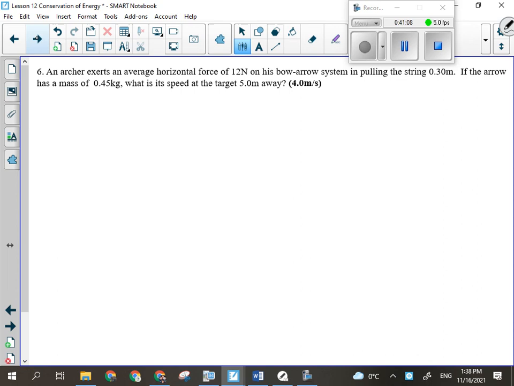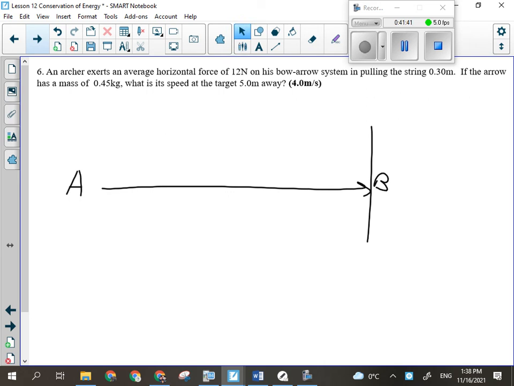problem. All right, this is our last one. It's both work energy theorem and conservation of energy. It's giving you a force and a distance, and it's asking you what's the speed at the target 5 meters away. That's going to assume that it travels horizontally from this point to this point. I'll give you a couple minutes on that one, then we'll go through it, and that'll be it for this unit.